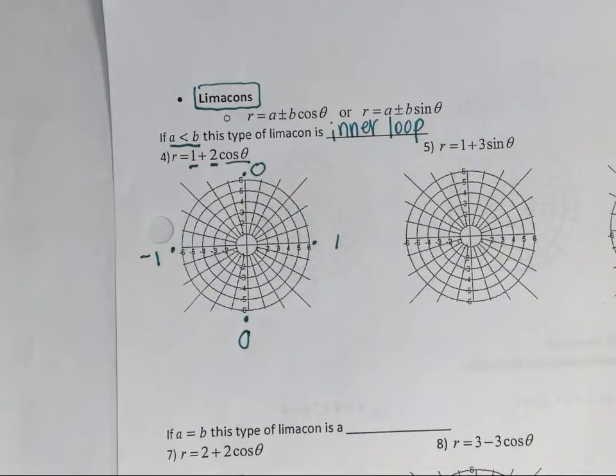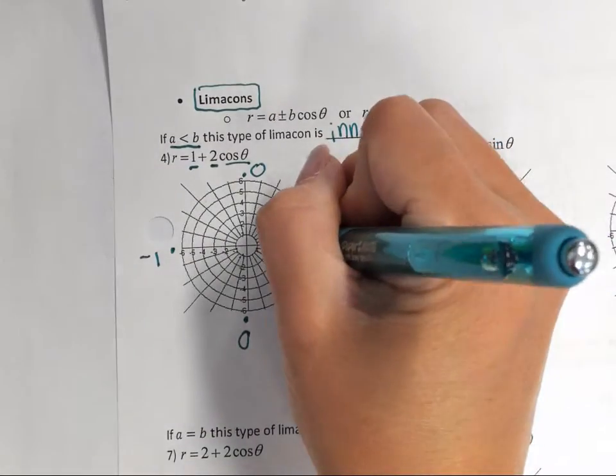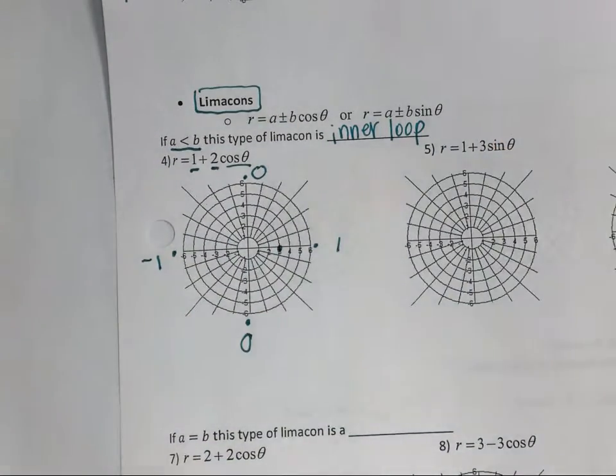Okay, let me talk about this again. So cosine of 0, when I plug it in, that'll be 1, right? 2 times 1 will be what? Plus 1? Very good. So I can draw a dot at 3 right here. And let me do that in a different color. Maybe that'll help.